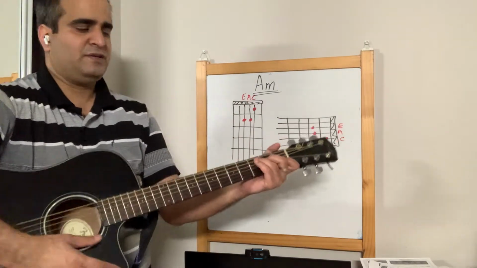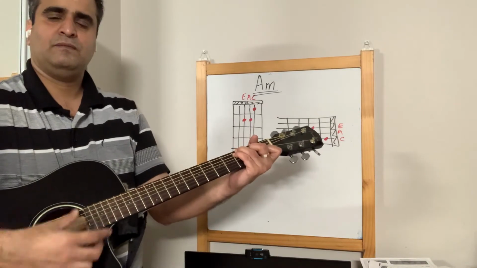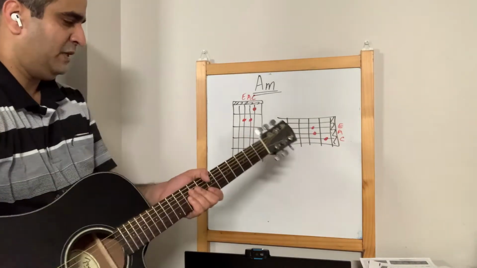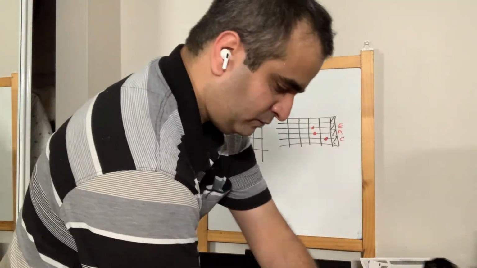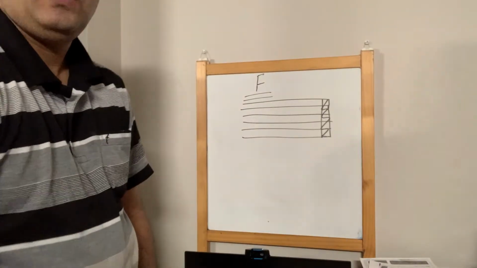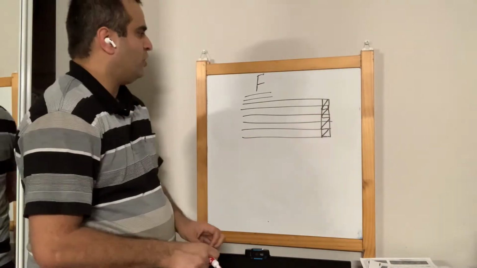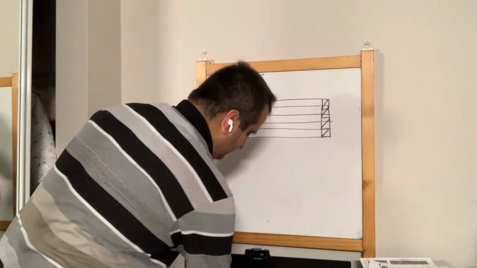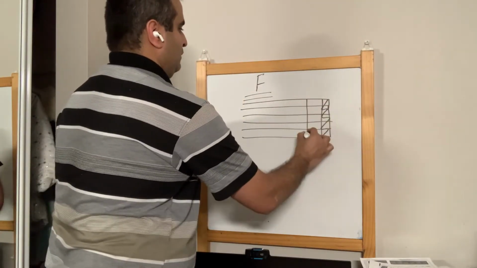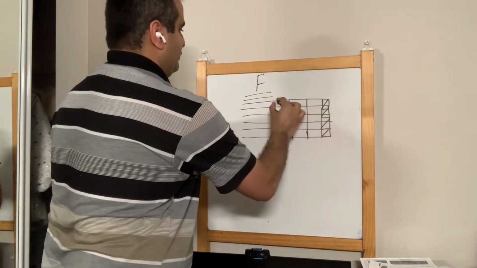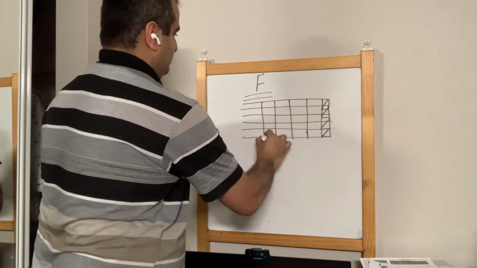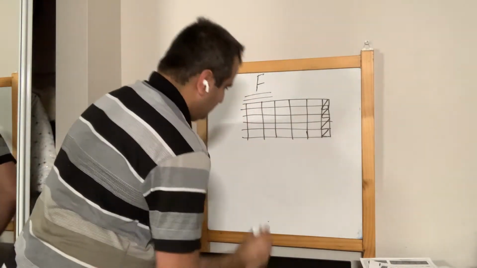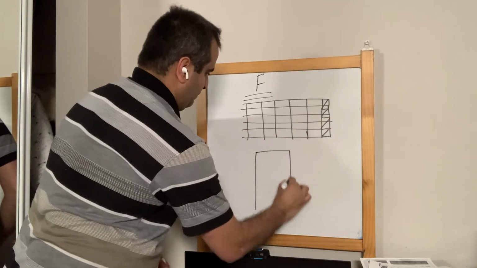Okay, so far we have learned C major. Okay, this is my A minor. Okay, so the next chord we are going to talk about is F major. So what are the notes for that? I'm going to show this in the horizontal position and also in the vertical position. Let me draw that as well.